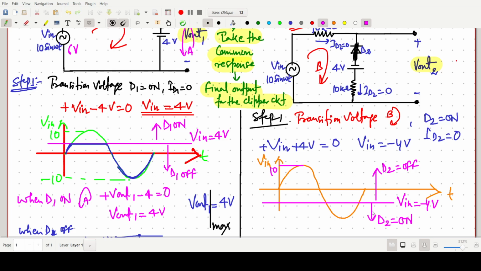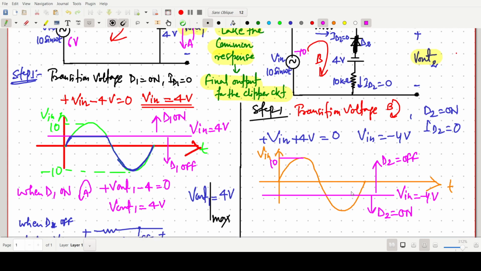Now it is clearly observed that below this line, when it is minus 10, this is more negative, and this side is P and N. So this will be reverse bias. Sorry, forward bias. So D2 will be on. This is a very important aspect.